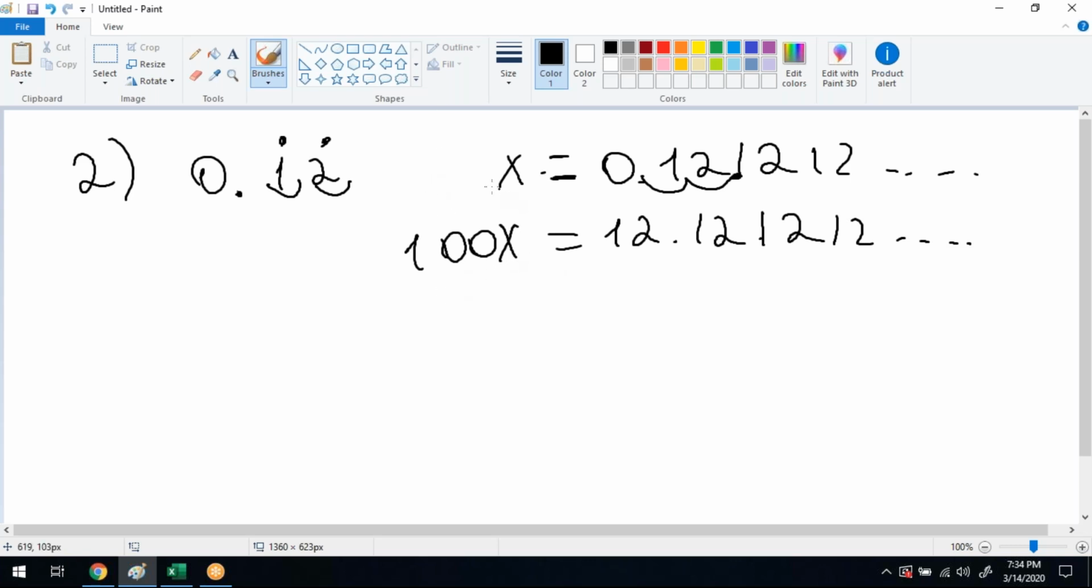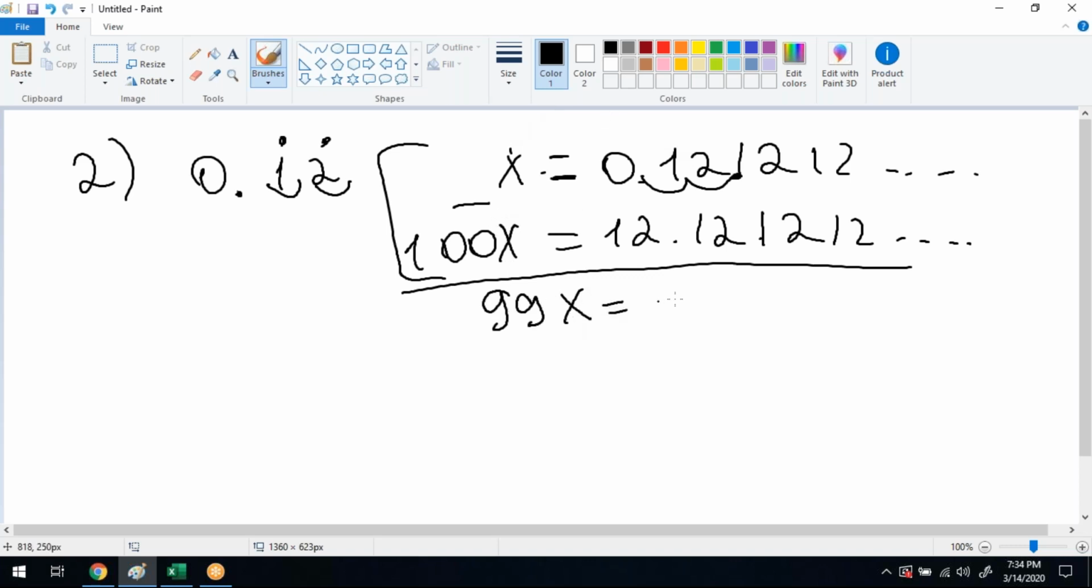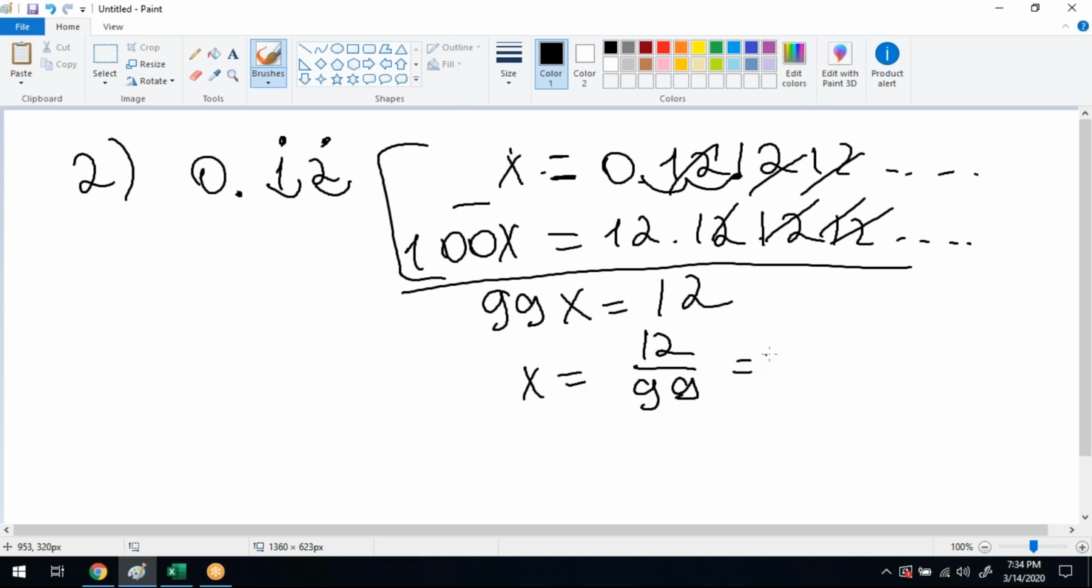And I would not multiply by anything since I don't have a number after the dot that is not repeating. So I will just use this x to solve this equation. If you don't have a number after the dot that is not repeating, you just use the x. So it will be 99x equals, and these will cancel each other out, so it will be just 12. So x equals 12 over 99. If I simplify this, it will be 4 over 33. So I simplified by 3.